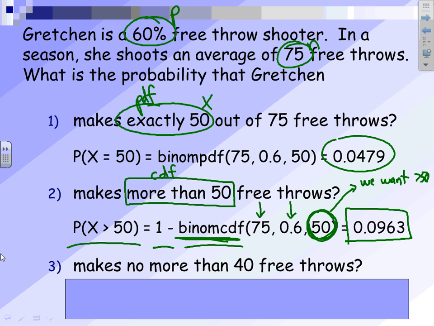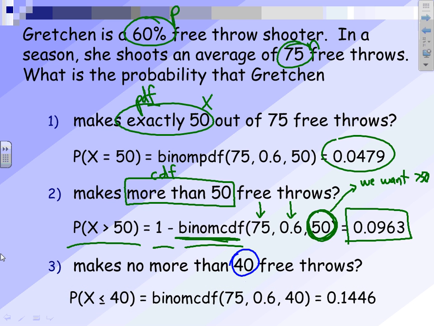Okay? The number 3 here says makes no more than 40. No more than 40. Does that mean 40 is okay? Yes, that means 40 is okay. In this case here, no more than means it could be 40, it could be 39, it could be all the way down to 0. This is a left-sided probability, so we don't need to do the complement. We can just come in and say x is less than or equal to 40. Binomial CDF and px, and again 40 is included, and that probability is 0.1446.